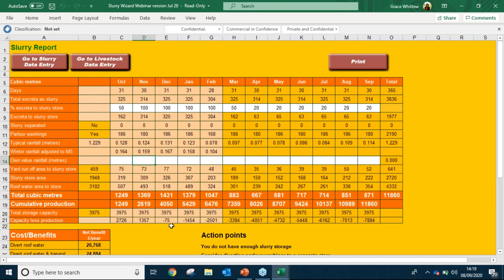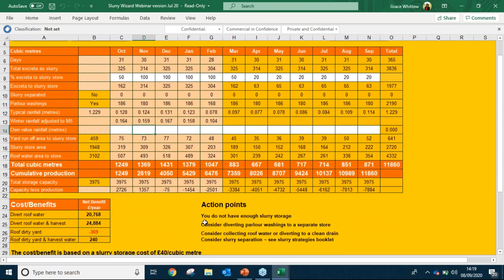So that's highlighted the fact that this farm's not got sufficient storage. Whether or not he's in an NVZ, he's still got insufficient storage. And so we need to do something about it, and we've got some action points here which will give us some pointers, but we're looking over here at the cost benefit box.